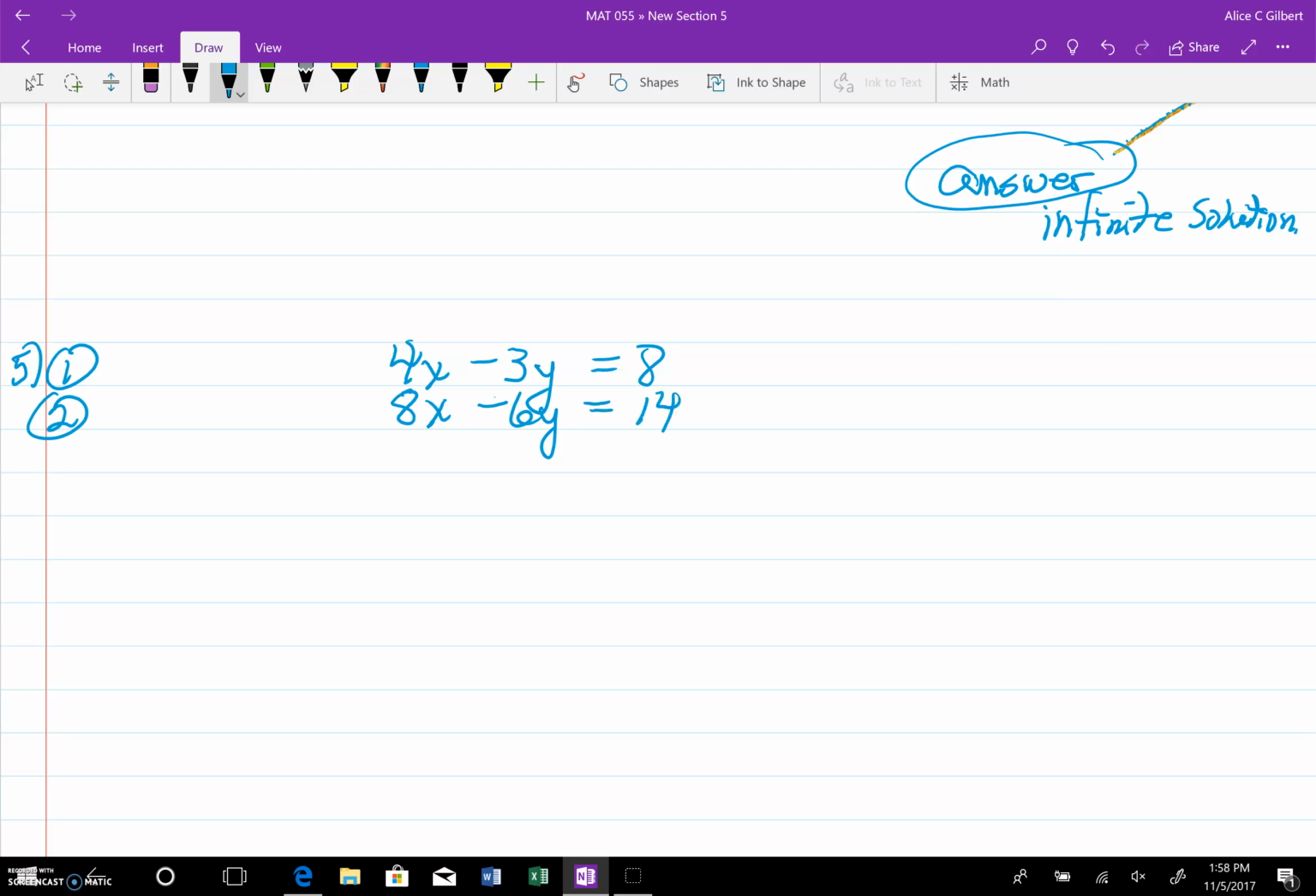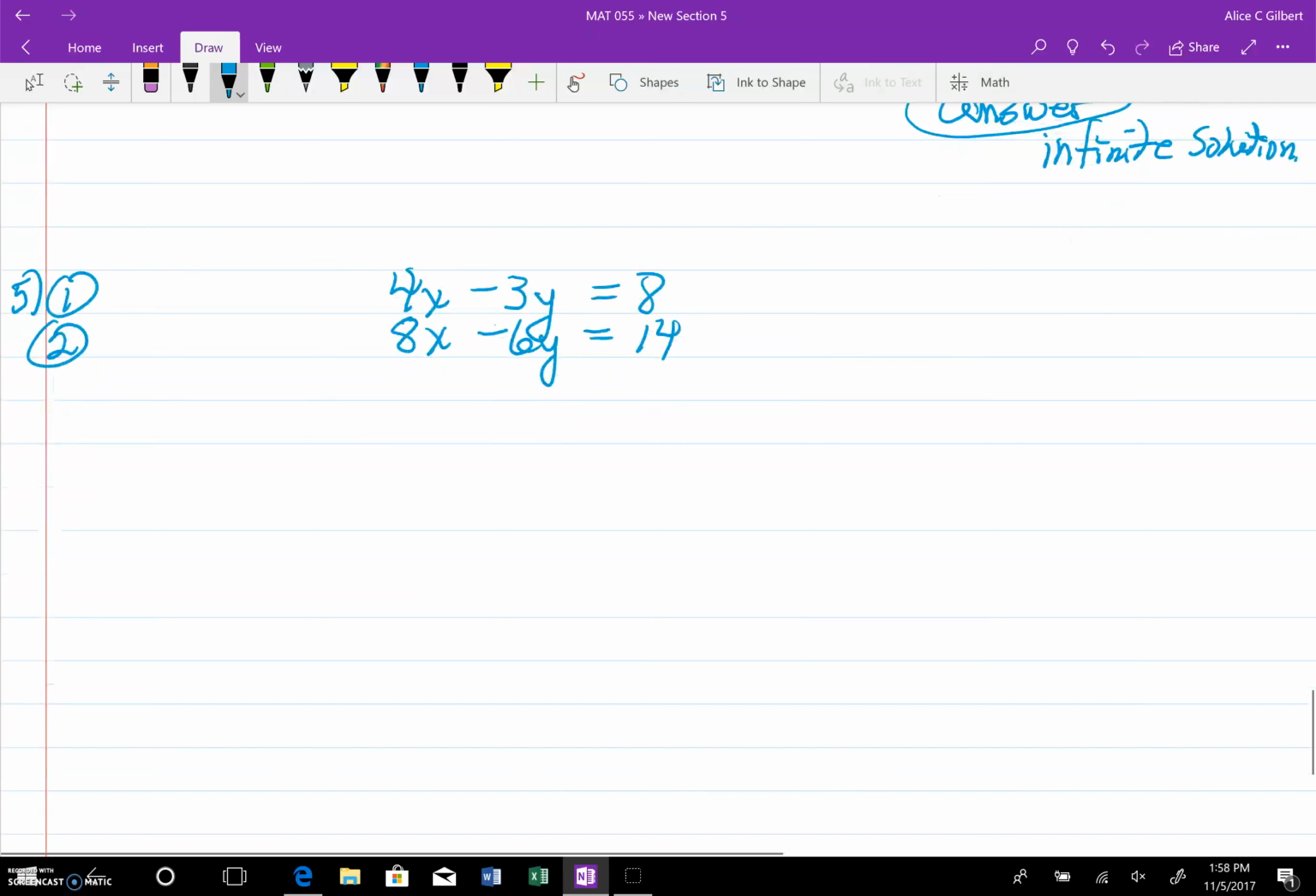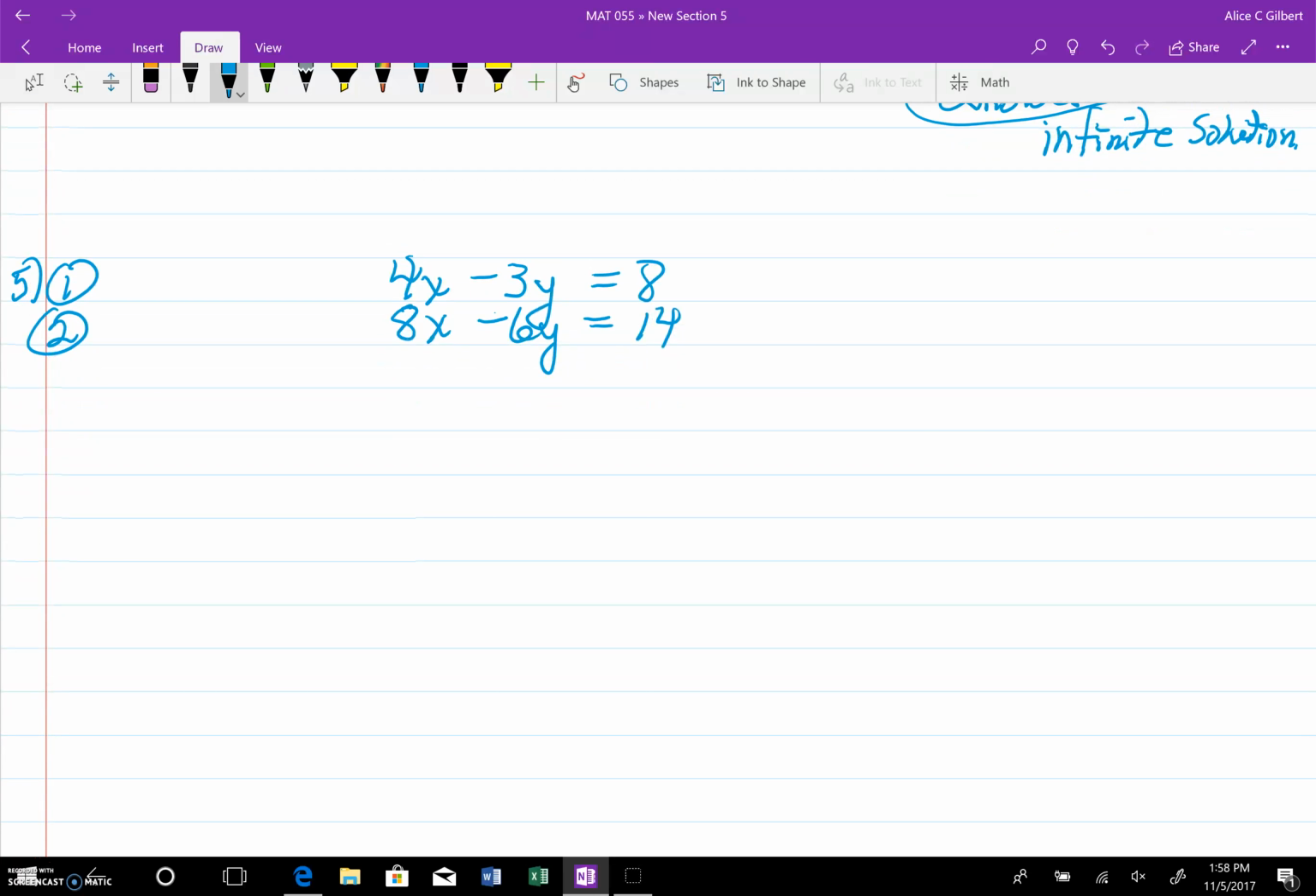Okay, so again, I look at this. I'm going to have to mess with a sign in one of them at least. But my x, I would have to go with 8. And with my y, I have to go with 6. So I'm going to try and get rid of y. But you could get rid of x if you wanted.